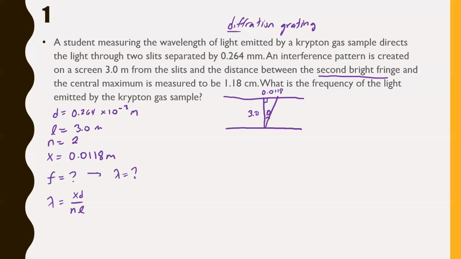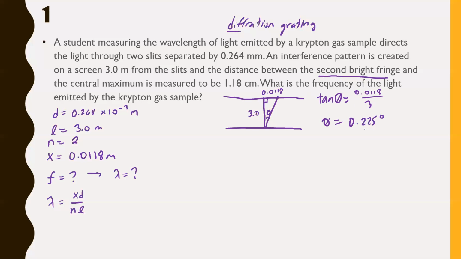This would be the opposite side. This would be the adjacent side. So therefore, we're going to use tan. So tan theta is going to equal 0.0118 divided by 3. Take the inverse tan of this, and you're actually going to find your angle is nowhere even remotely close to 10 degrees.